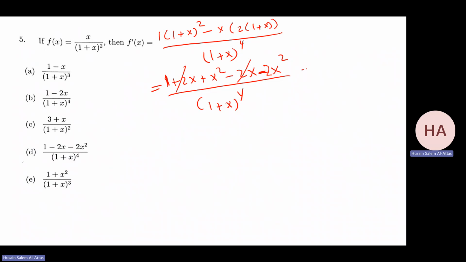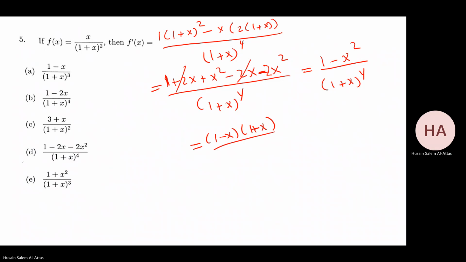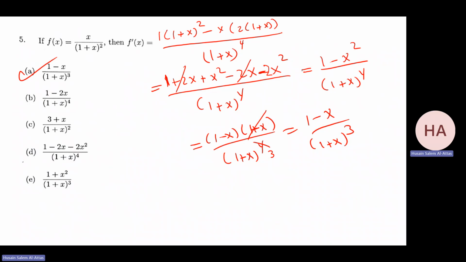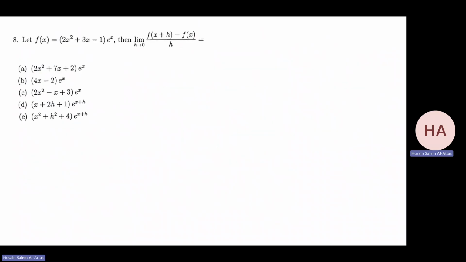So that will be 1 minus x squared over 1 plus x all to the power 4, which is 1 minus x times 1 plus x over 1 plus x to the power 4. So this will be 3. This is cancelled. So 1 minus x over 1 plus x to the power 3, which is this one. Calculation, nothing to worry about.